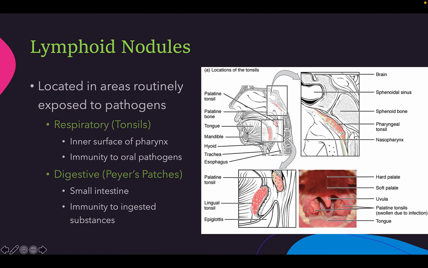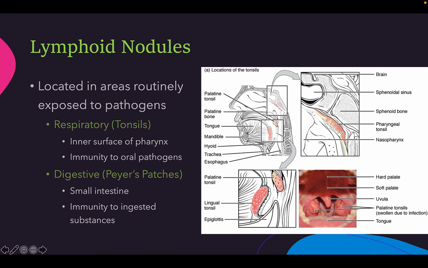They're ready. So your tonsils are lymphoid nodules located along the inner surface of the pharynx, and these are just in general important for developing immunity to oral pathogens. And so the tonsil is located at the back of the throat. The pharyngeal tonsil is sometimes referred to as the adenoid when it's swollen. And this seems to be the major function of tonsils, to help children's bodies recognize, destroy, and develop immunity to common environmental pathogens so that they will be protected in their later lives.